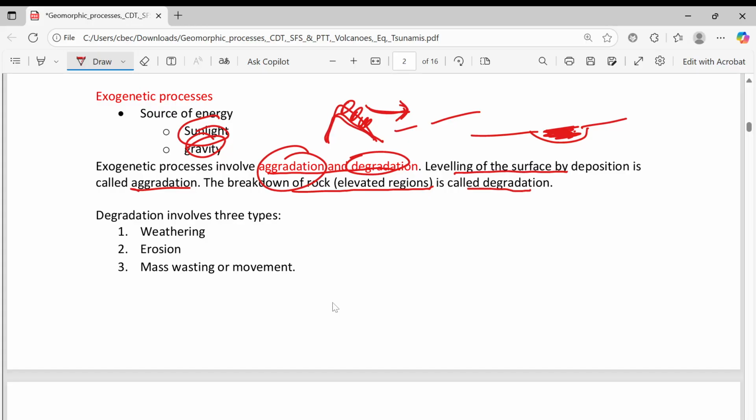For example, a mountain is there. You break that and make it flat. That is degradation. For example, some depression is there. You fill it with deposition and level it. That is aggradation. So aggradation is that much only, but degradation again has three types: weathering, erosion, and mass movement.